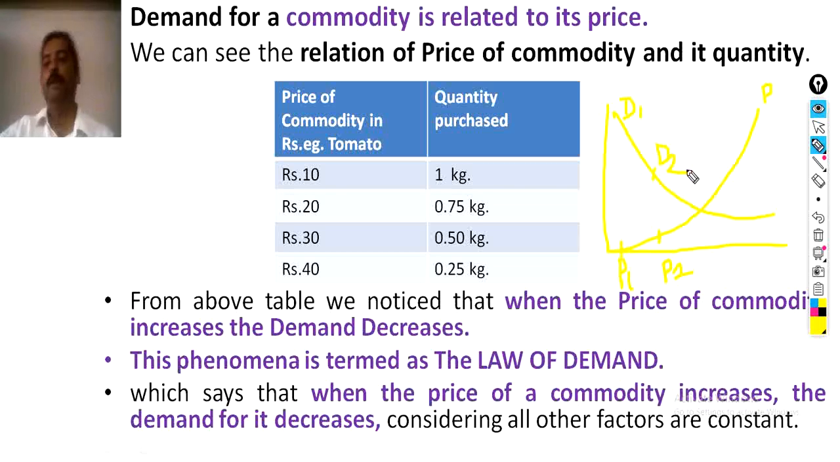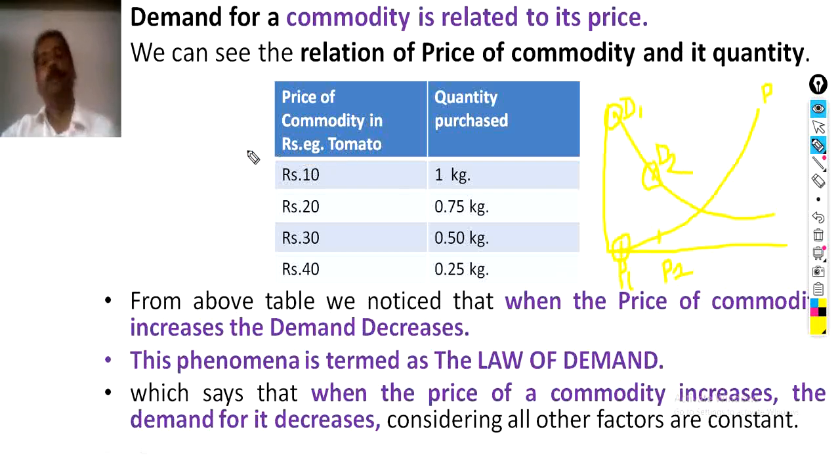Now we'll understand. P1 is a point where the price was very low. At that time we purchased a lot of quantity of a particular good. When the price of a particular product is very low, we purchase a lot of it. Now the price is continuously increasing, and in the same way we reduce our purchasing.